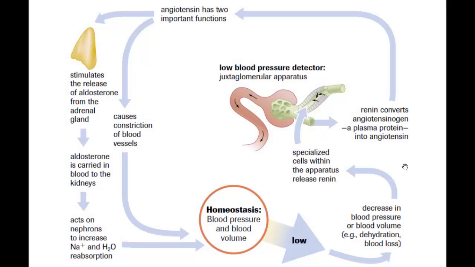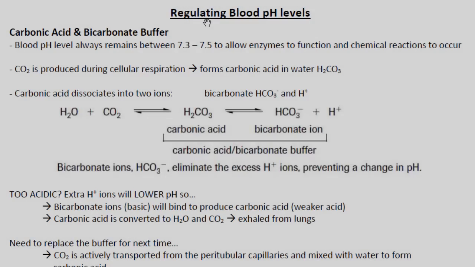And here's the picture that goes along with that conversation, and you're welcome to take a look at that on your note as well. Now let's chat about regulating your blood pH levels. There are two important compounds that we're going to be dealing with. The first one is carbonic acid, and the second one is the bicarbonate buffer. This is what's going to be making sure that we don't get too acidic in the blood.